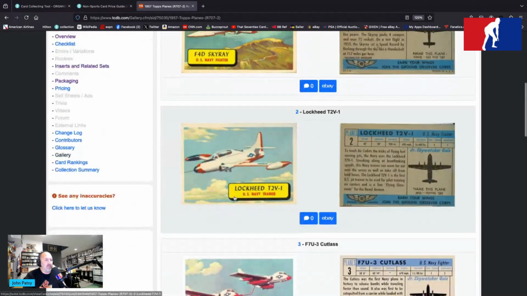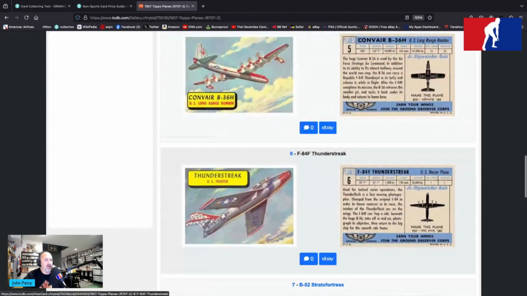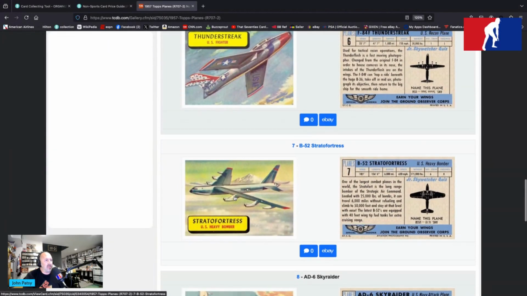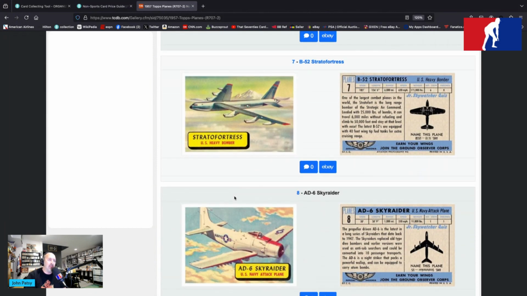I wonder if we could find any fun stuff, but all the names are there. Lockheed, of course, Convair. The F-84F Thunderstreak. What a beautiful plane there. That is the Stratofortress, which is the B-52 Stratofortress. Boy, we need to read more about this. Planes card number 7, B-52 Stratofortress, U.S. heavy bomber. Span 185 feet, length 156 feet, 6 inches.